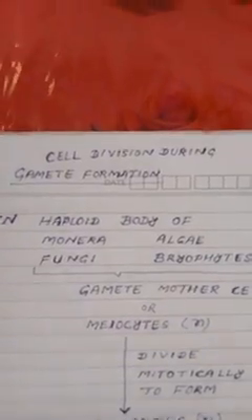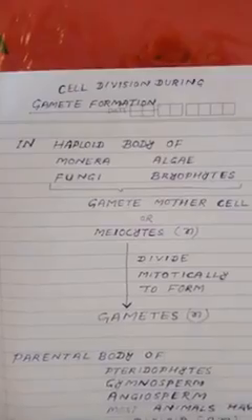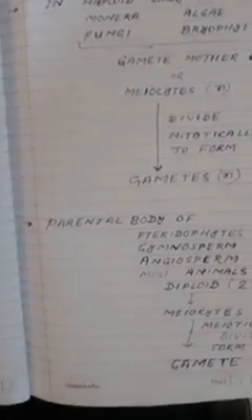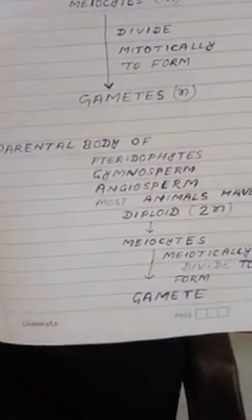So this is the topic, cell division during gamete formation. So this is another subtopic. The next subtopic we have to discuss is fungus and algae. In the case of fungus and algae, both types of gametes are motile.